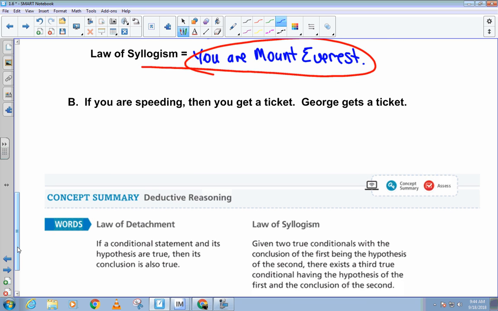If you're speeding, then you get a ticket. George gets a ticket. If you're speeding, you get... Well, no, because tickets are everywhere. Now David's thinking out of the box here, right? Okay, you have to think, does this make sense?